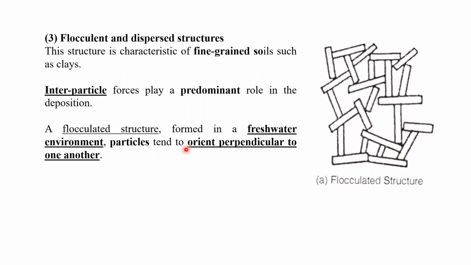In that case, whatever structures are going to be formed below the ground level, we can say it is a flocculated structure, and the particles orient perpendicular to one another. You can see here the figure has been shown at a big size, but really these are the soil particles. You can see the particles are perpendicular to each other. You can see this particle perpendicular to this particle. Similarly, this particle is perpendicular, right?